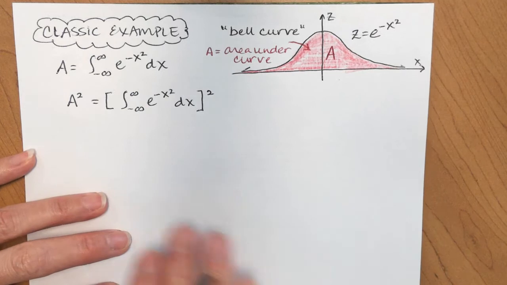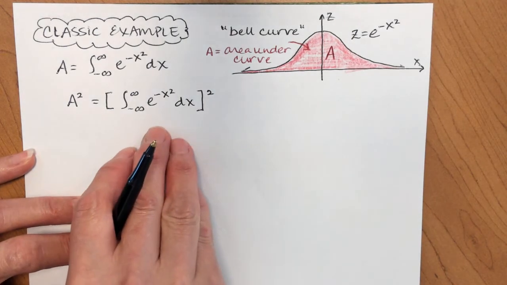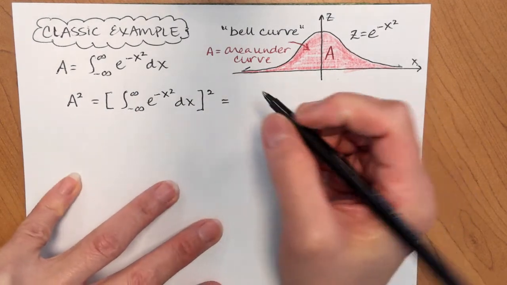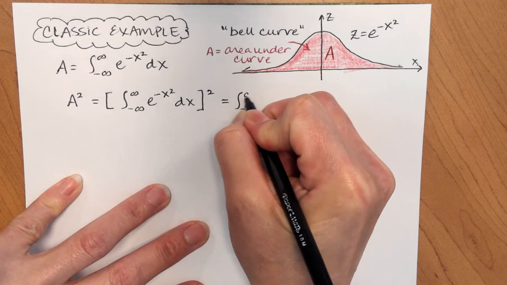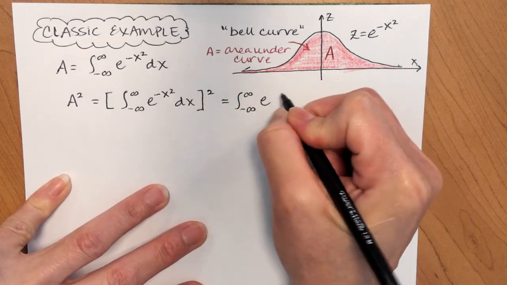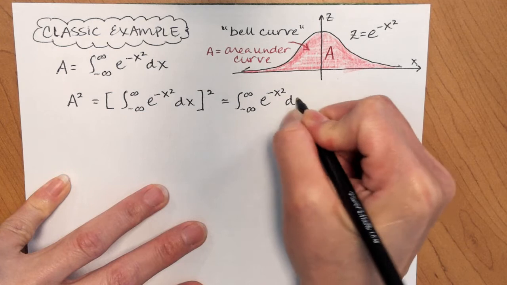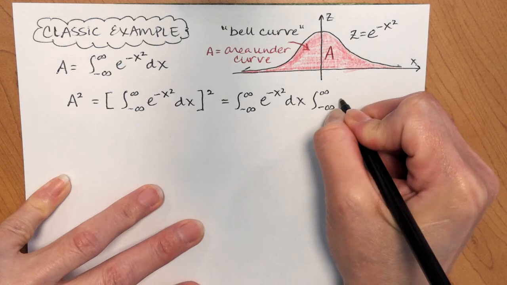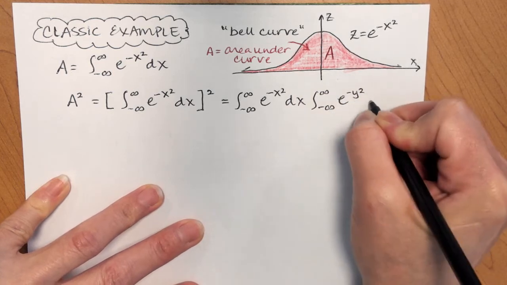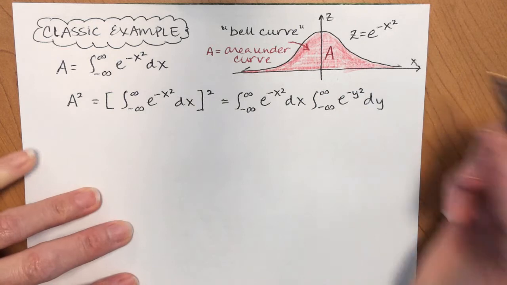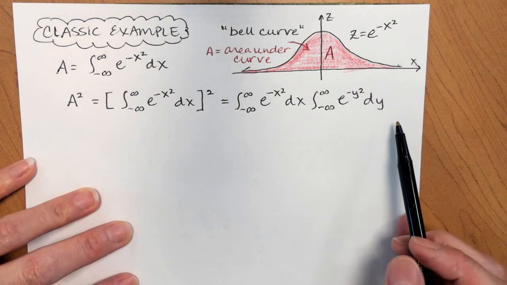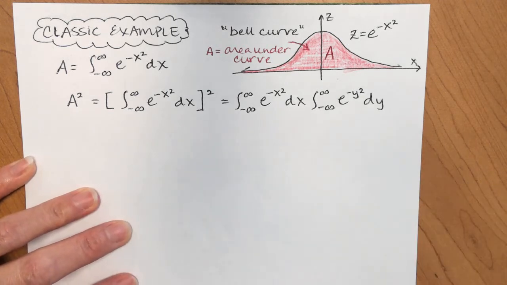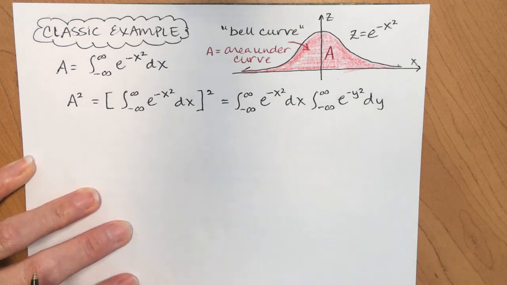But instead of writing the right side as the square of an integral, I'm going to separate this into two separate integrals. So I'm going to have the integral from negative infinity to infinity of e to the negative x squared dx times the integral from negative infinity to infinity of e to the negative y squared dy. I've arbitrarily chosen to use y as my dummy variable. You can use any variable other than x and z, which are already being used in the problem. This is just a dummy variable.